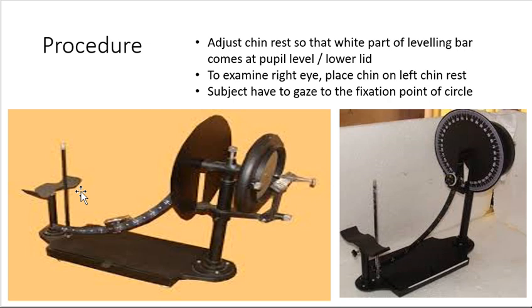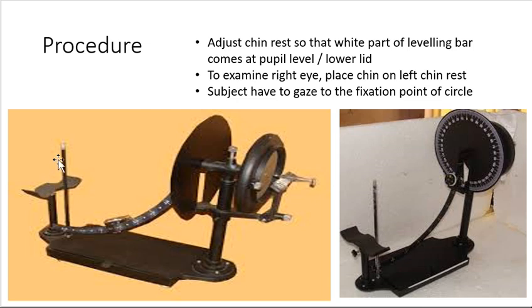Okay, so first of all, the most important thing is at which side, right or left, of the chin rest the subject has to place his or her chin. This is very important, because it depends on which eye is to be examined. If the right eye is to be examined, he has to place the chin on the left side. So it is the opposite side chin rest. For example, if the right eye is to be examined, then he has to place the chin on the left chin rest. Second thing, he has to adjust the chin rest so that this white colored leveling bar, so this is the leveling bar, right?